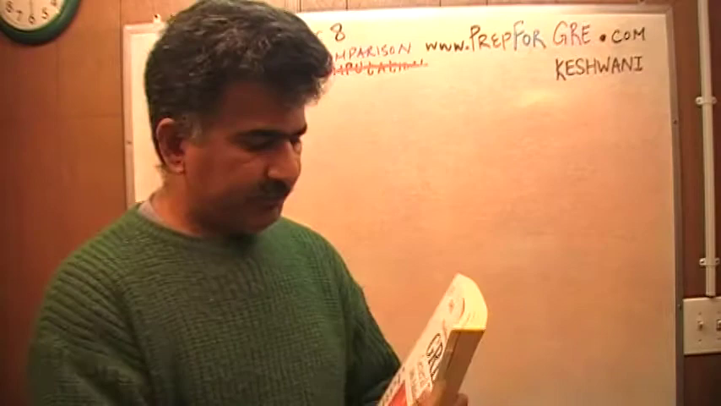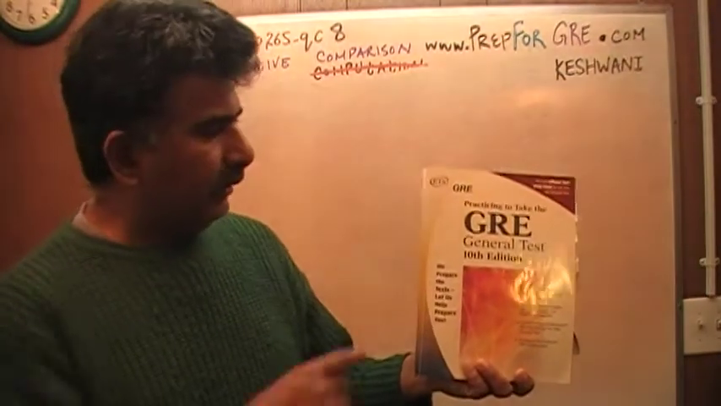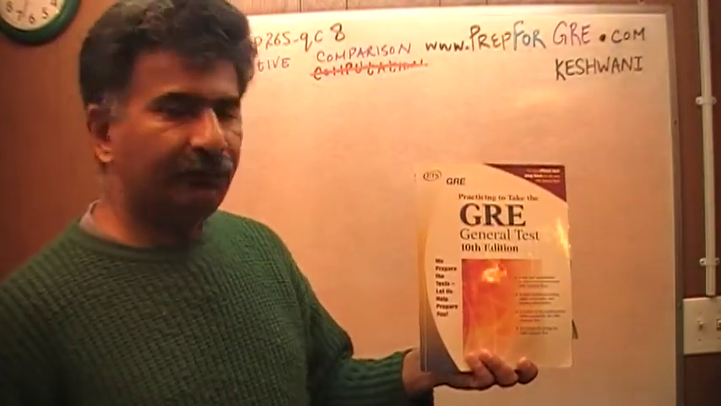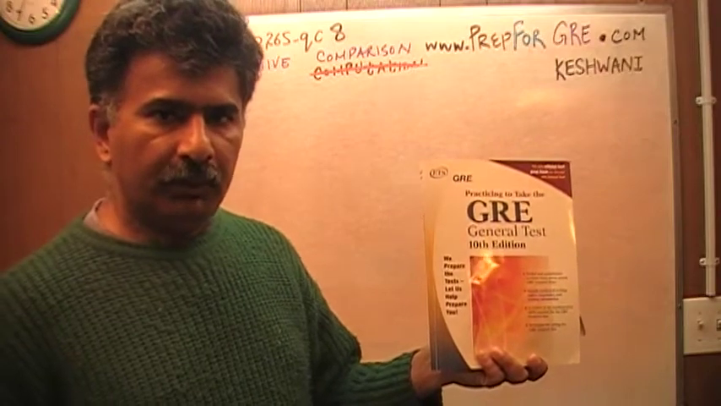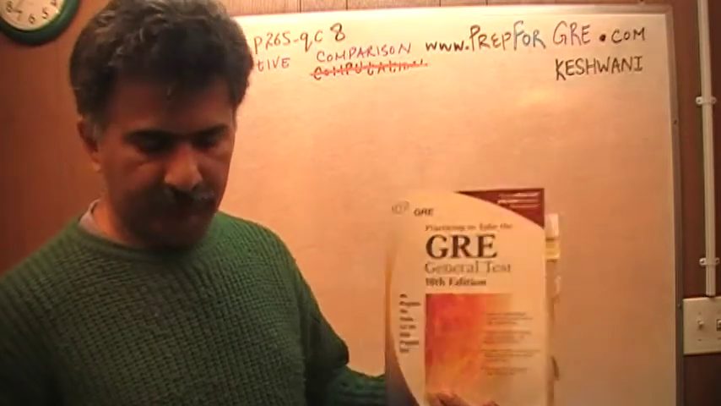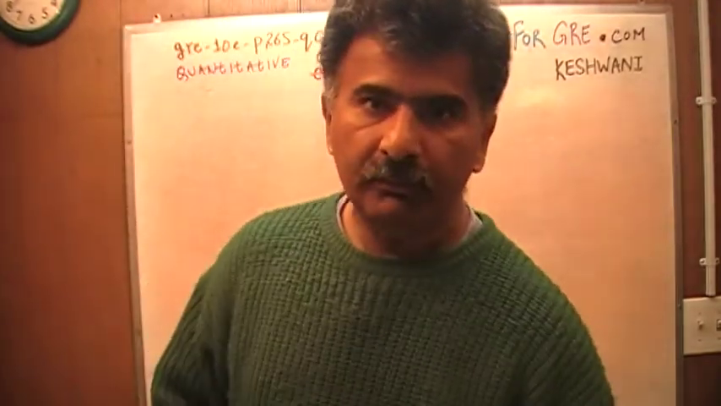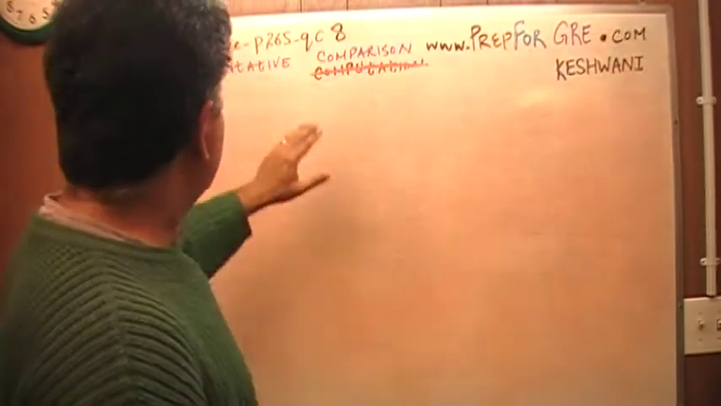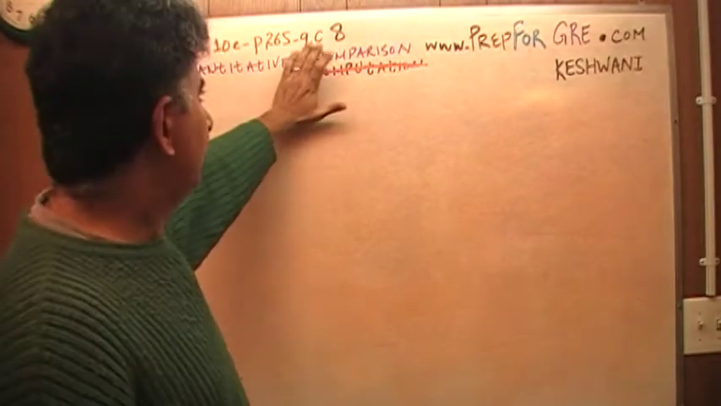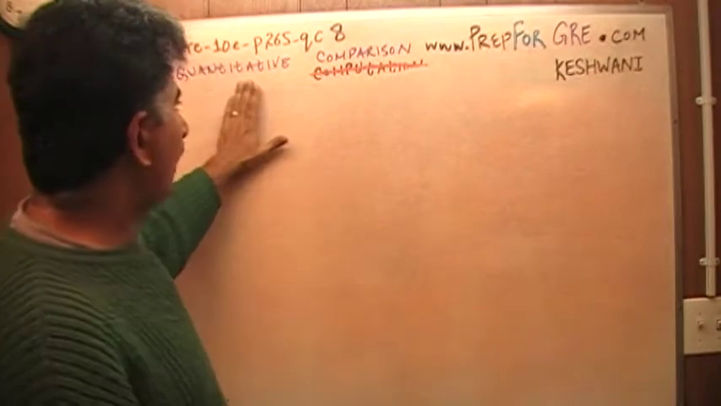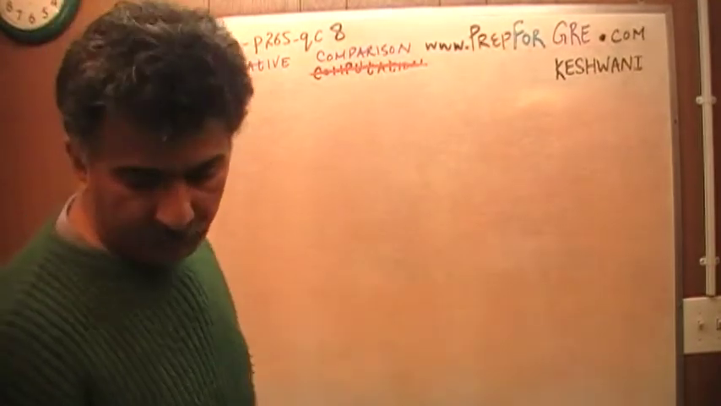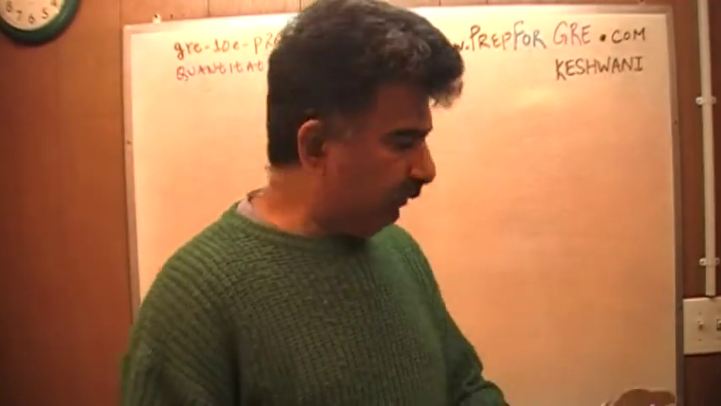I have been solving math problems from this book here, practicing to take the GRE general test, the 10th edition. If you do not own this book already, purchase it immediately. The problem that I'm about to solve is the one that you're going to find on page number 265, question number 8. These are called quantitative comparison questions. Number 8 is what I'm about to solve. Let's take a look at it.